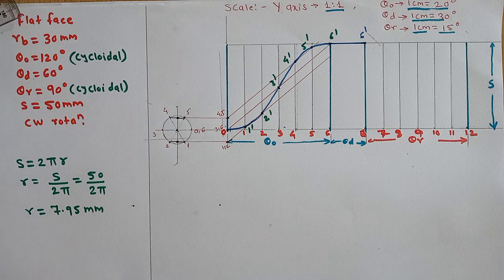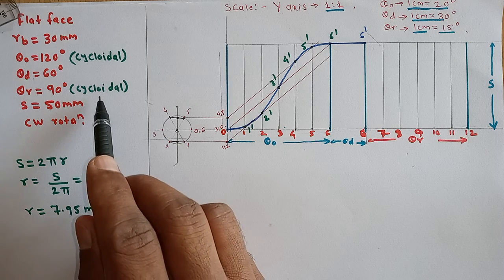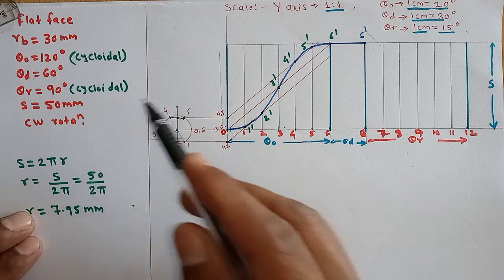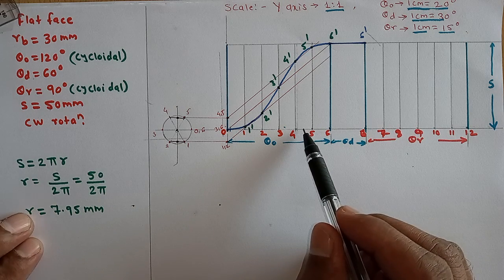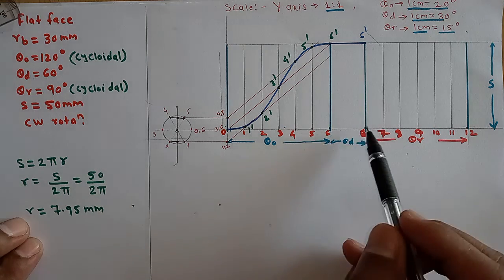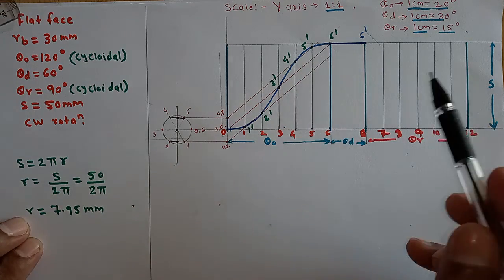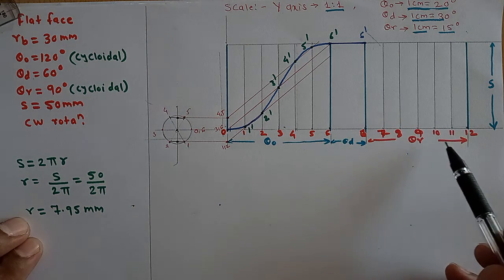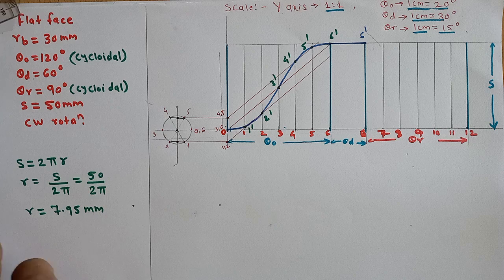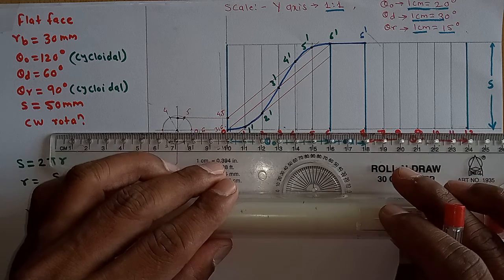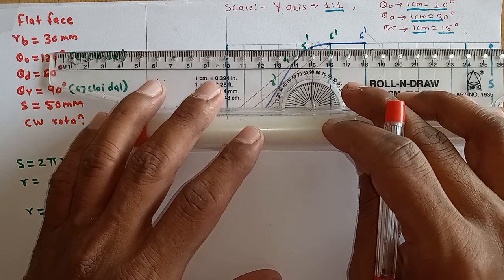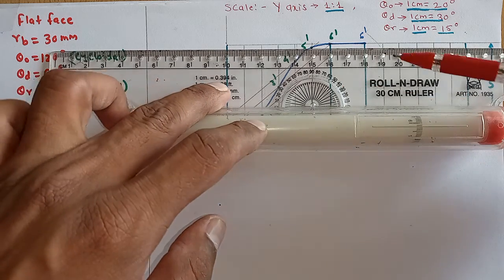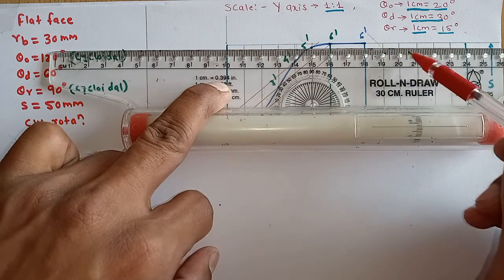Now during return stroke, the follower moves with the same type of motion, that is cycloidal, and we have divided the outstroke angle into same number of divisions as that of the return stroke angle. So we can directly project these intersecting points across the division lines of the return stroke angle by drawing a line parallel to the x-axis. So we will go reverse because the follower is returning.